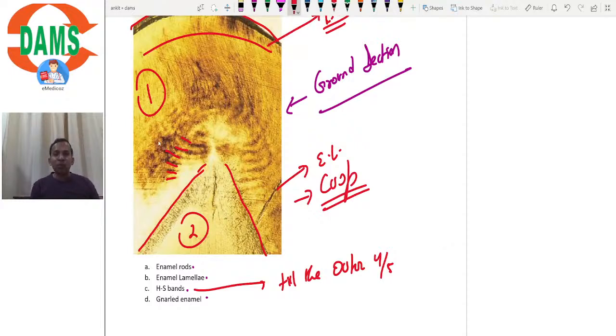But here they are seen only for a short distance close to the dentino-enamel junction. So they can't be Hunter-Schrager bands. And obviously we are not given any information about the lighting in which they are observed, are we? So Hunter-Schrager bands is ruled out. But what about the rest three?